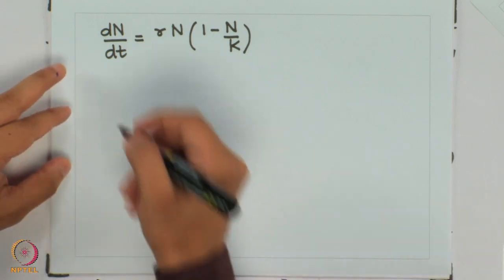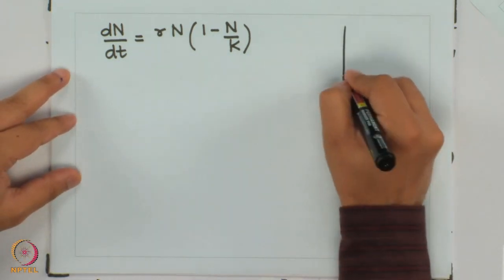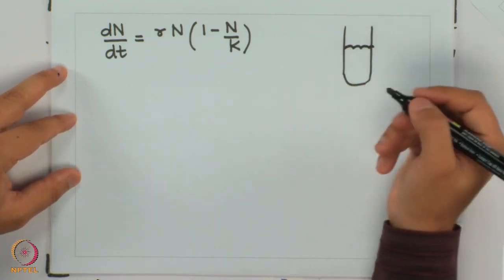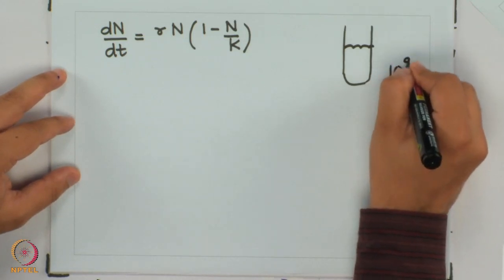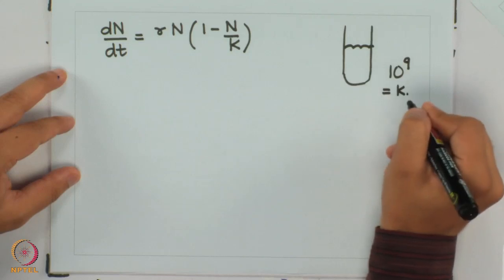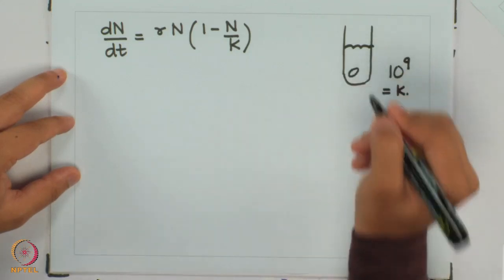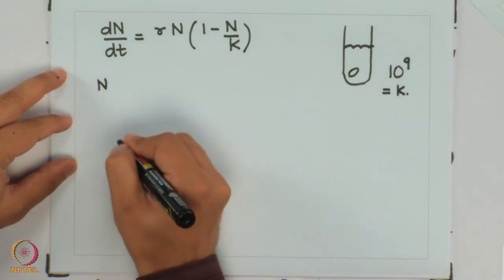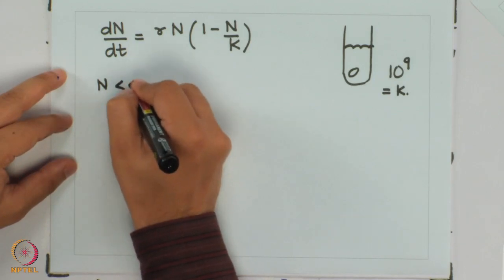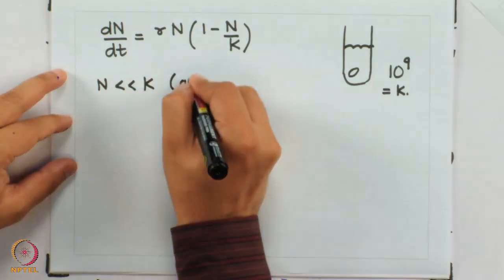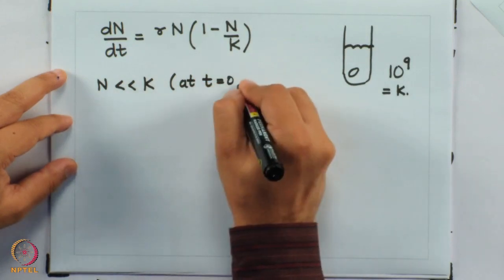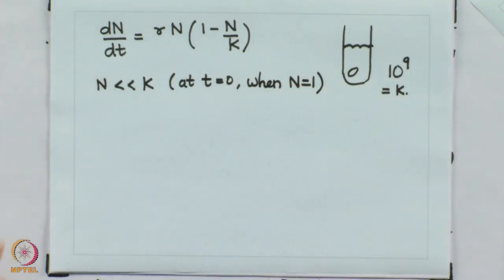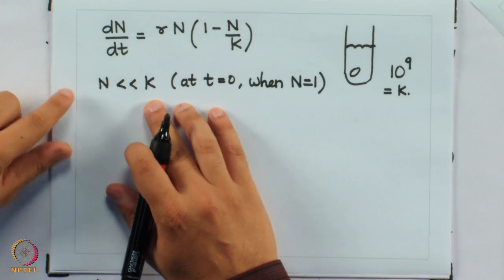So, what does this represent? Imagine that you have a test tube, this is my environment, and this environment can support 10 power 9 bacteria. So, that is my K, and I start off by adding just one bacterium to this test tube. At t equal to 0, when N is equal to 1, N, the number of bacteria at time t, is much smaller than K.